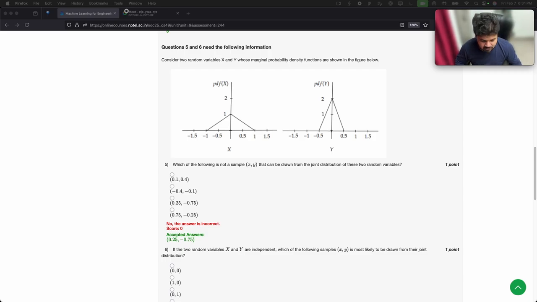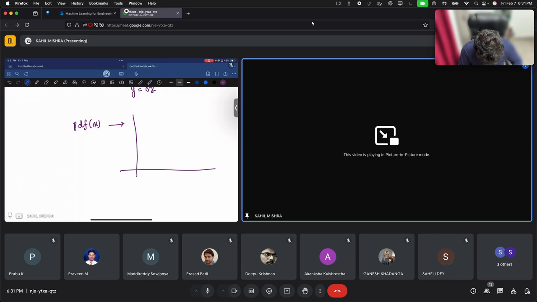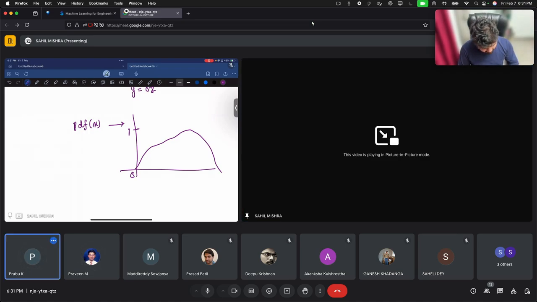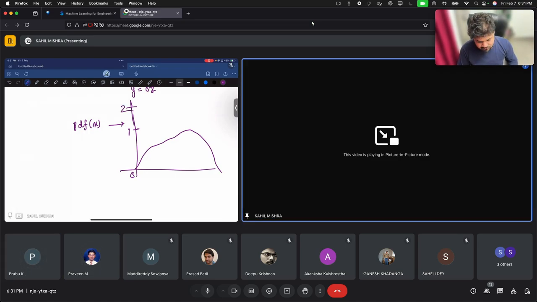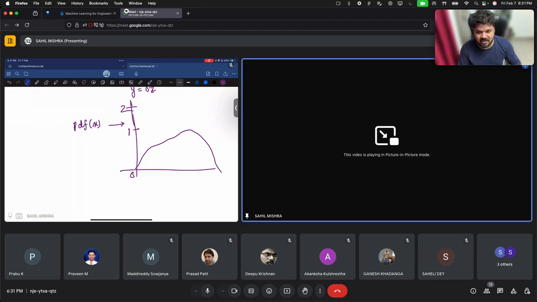Getting my point? Okay, let me explain. What is a probability density function? It gives you something in this range, 0 to 1, correct? What happens if this PDF reaches 2? Tell me, I'm asking you.